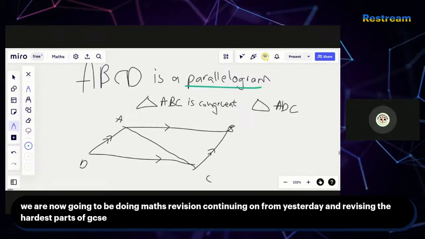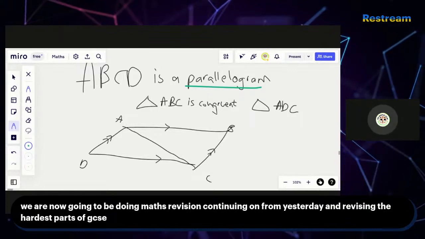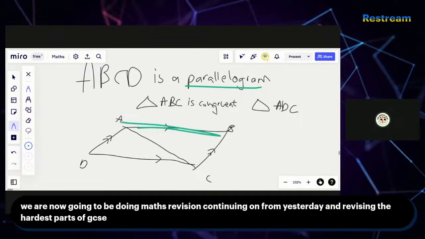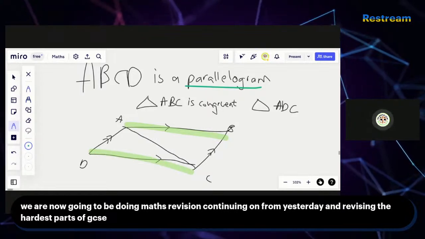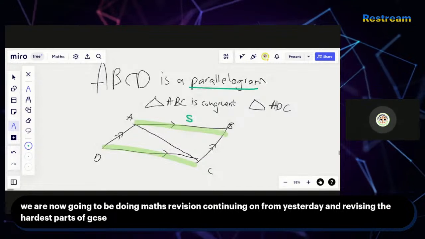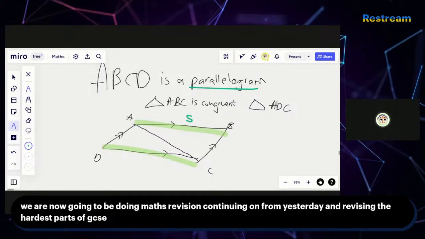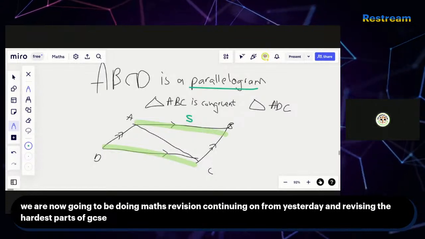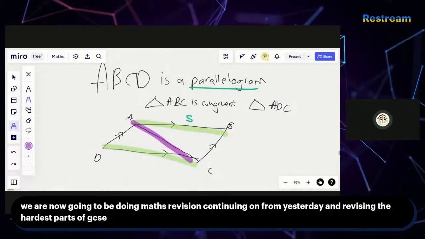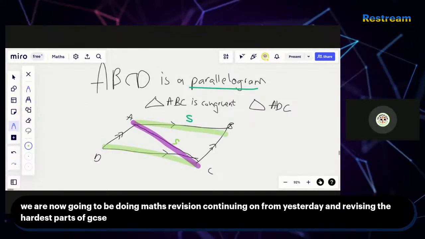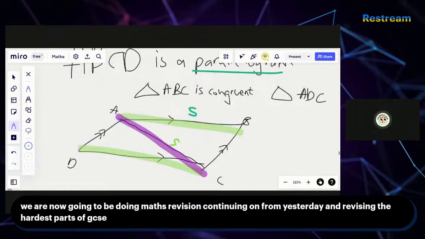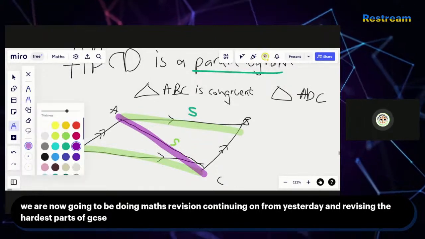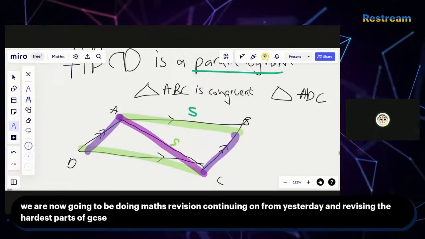So we know that it's a parallelogram. So knowing that it's a parallelogram, we know that length AB is equal to length DC. So that is side. Then we know that length AC is common to both triangles. We can see that clearly. AC is common to both triangles, so that therefore is another side. And finally, we know that length AD is equal to length BC. So this length is equal to this length. So that is another side.